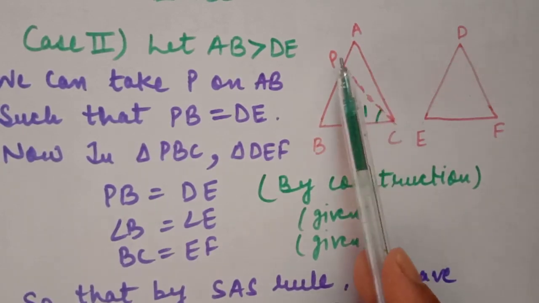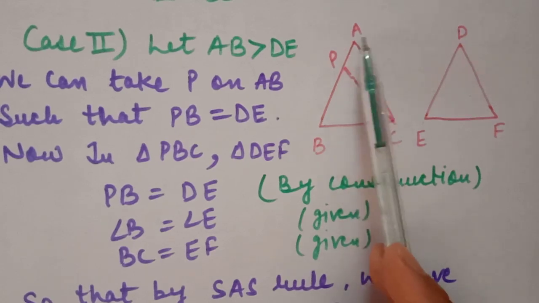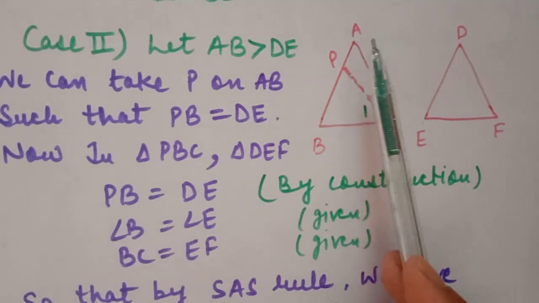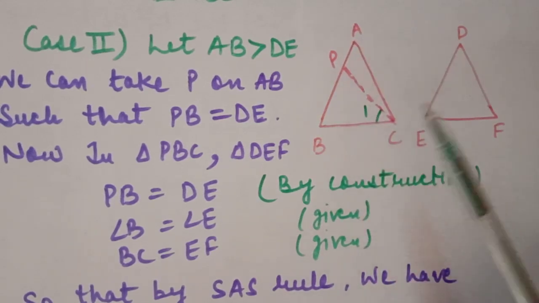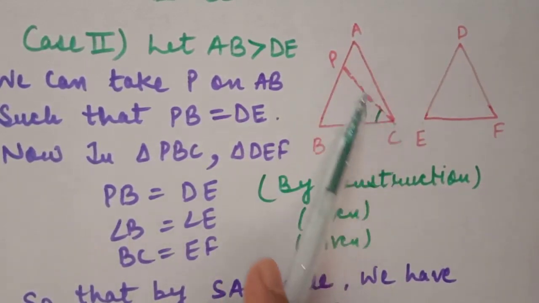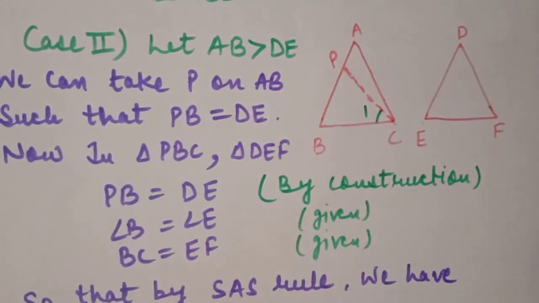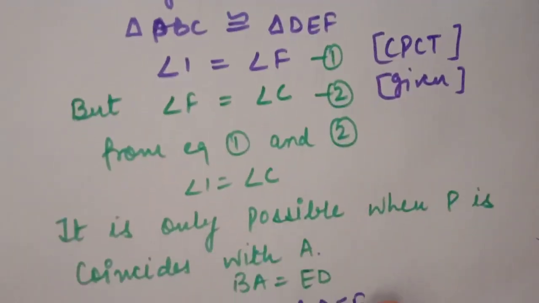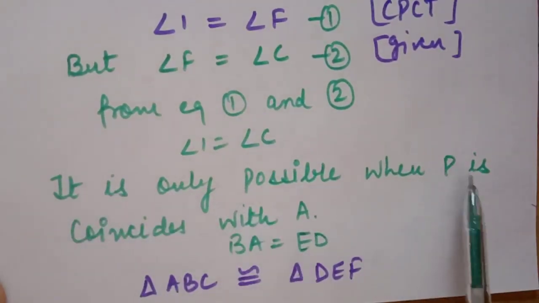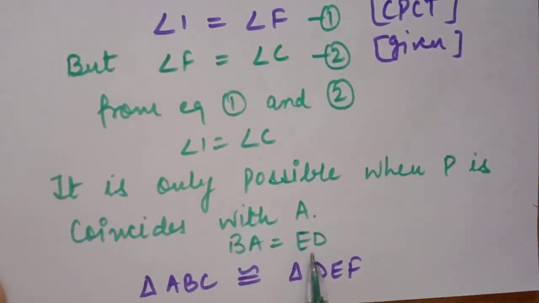It is only possible when this vertex P coincides with vertex A, or we can say the line segment PC coincides with the line segment AC. They are not two different lines, not two different vertices. They are only one. So we will write like this: it is only possible when P coincides with A. PB equals ED, so AB equals DE. So now these two complete triangles ABC and DEF are congruent to each other. In the first case as well as the second case, we proved that triangle ABC is congruent to DEF.